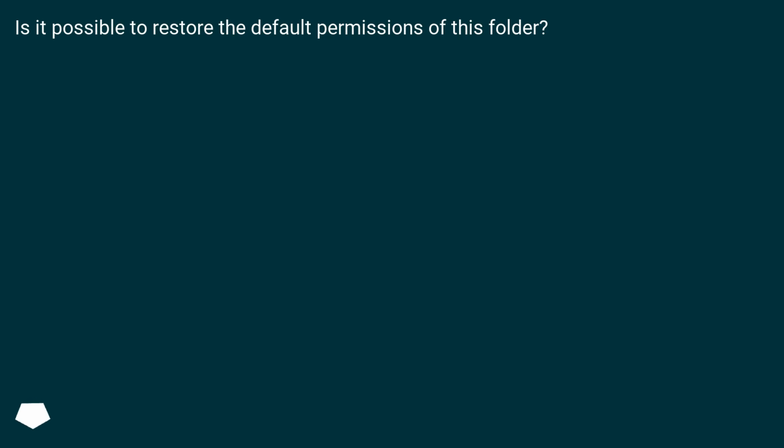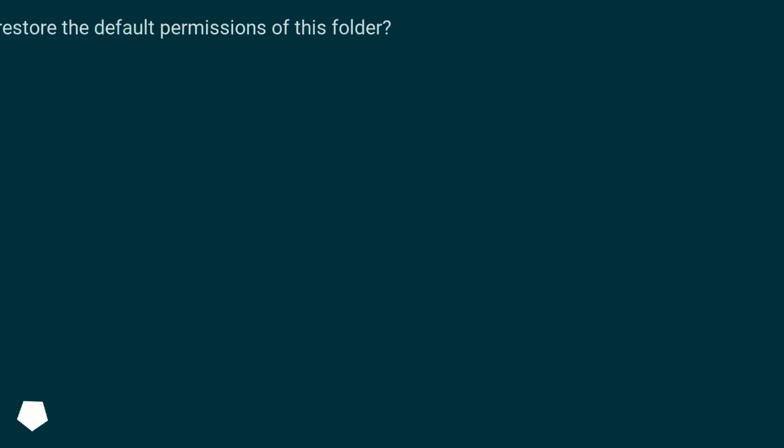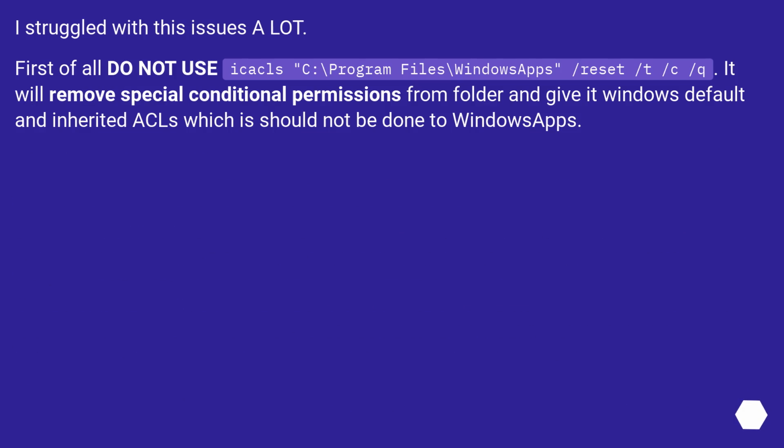Is it possible to restore the default permissions of this folder? I struggled with this issue a lot. First of all, do not use icacls /reset. It will remove special conditional permissions from the folder and give it Windows default and inherited ACLs, which should not be done to WindowsApps.